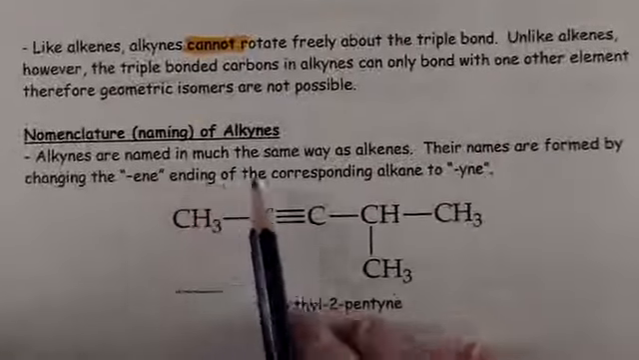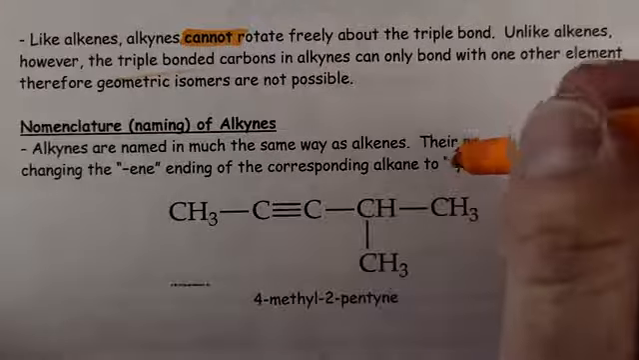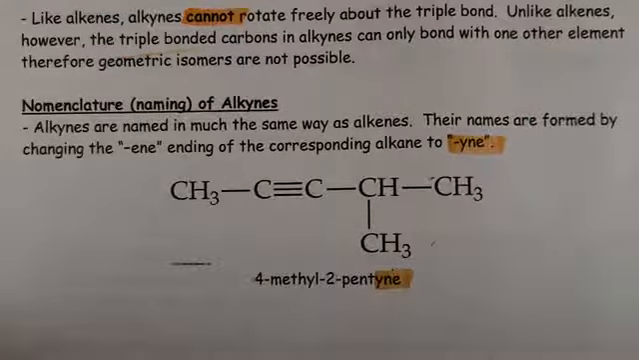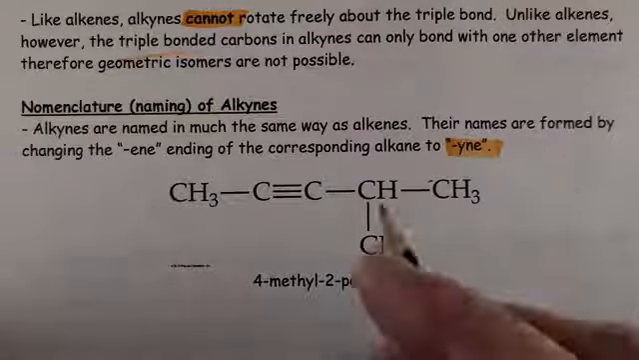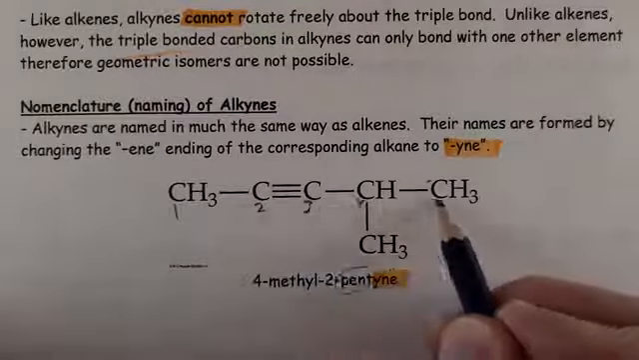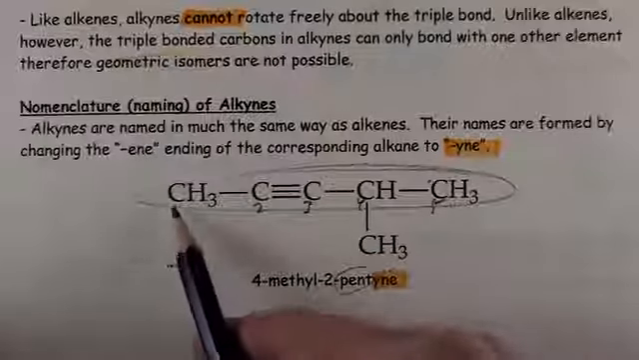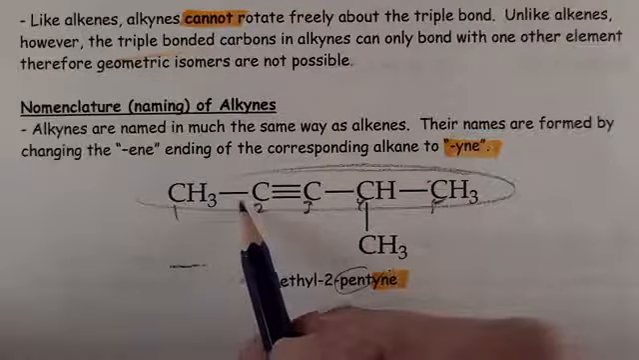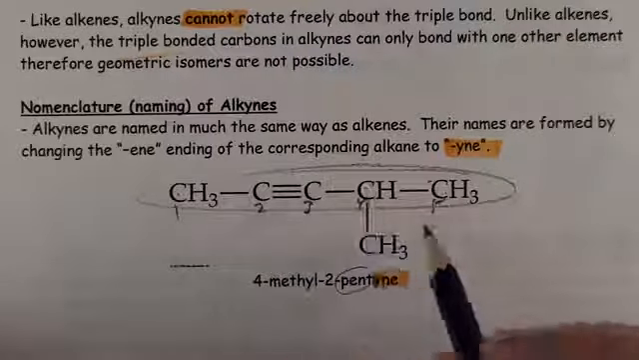Alkynes are named in much the same way as alkenes. Their names are formed by changing the ENE to YNE, so that YNE indicates a triple bond. Just like before, pent, of course, is 5: 1, 2, 3, 4, 5 are in the longest chain. And again, you can see we number it in such a way that we get to the triple bond the quickest. So I number 1, 2, 3 versus 1, 2, 3.